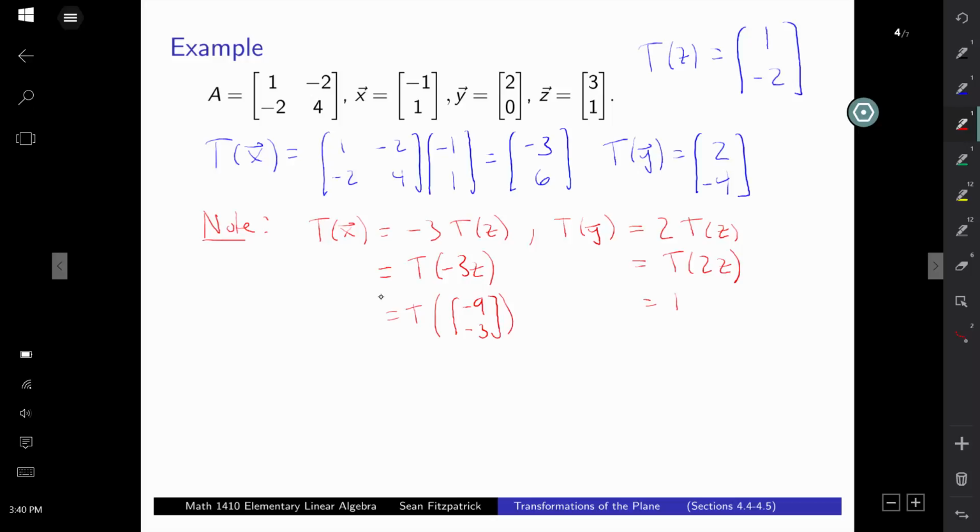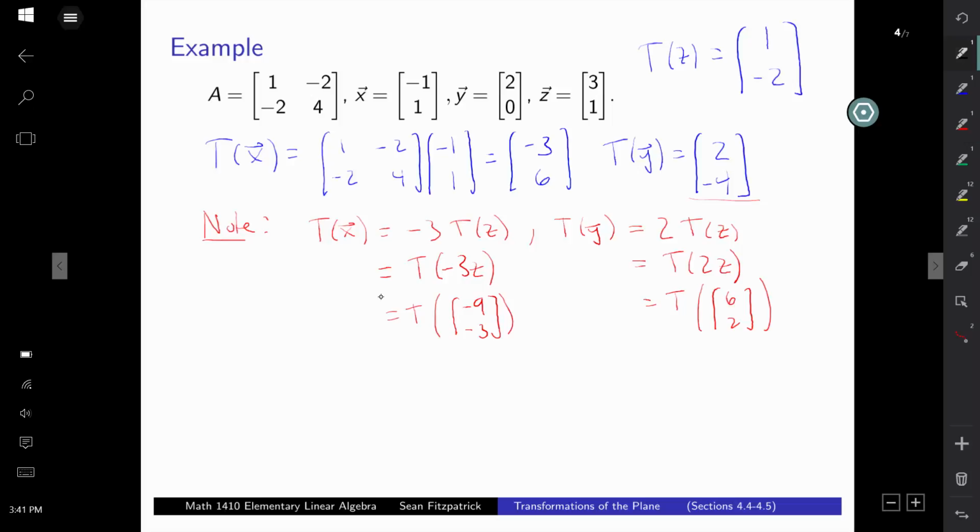And what's 2 times z? 2 times z is (6, 2), right? All of these come out to be the same thing. So for T of x, which gives (-3, 6), where I'm plugging in (-1, 1), I would get the same thing if I plugged in the vector (-9, -3). This vector here, (2, -4) for T of y, I would get the same thing if, instead of plugging in (2, 0), I plugged in (6, 2). Okay, so that's quite interesting.